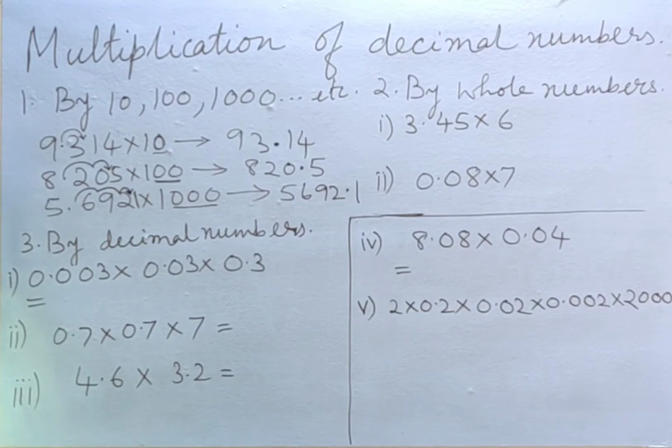So this is how we do multiplication by 10, 100 and 1000 in decimal numbers. When you do 10,000, how many places will it move to the right? 4 places it will move to the right. It will shift to the right.